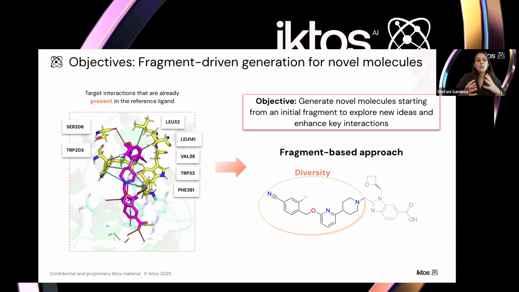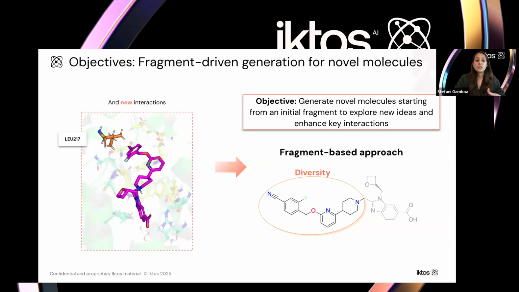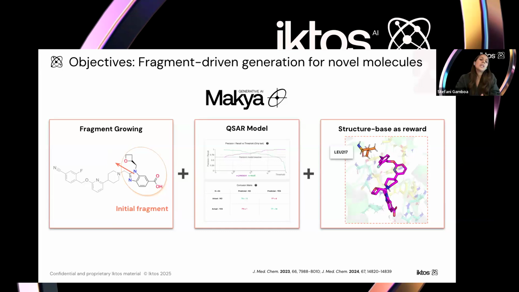But we don't only want to replicate what exists, we also want to discover what new interactions we can reach within the binding sites, such as the residue Leucine 217, allowing us to generate a more diverse set of molecules. So in Makya, we'll then combine three components to drive this design.